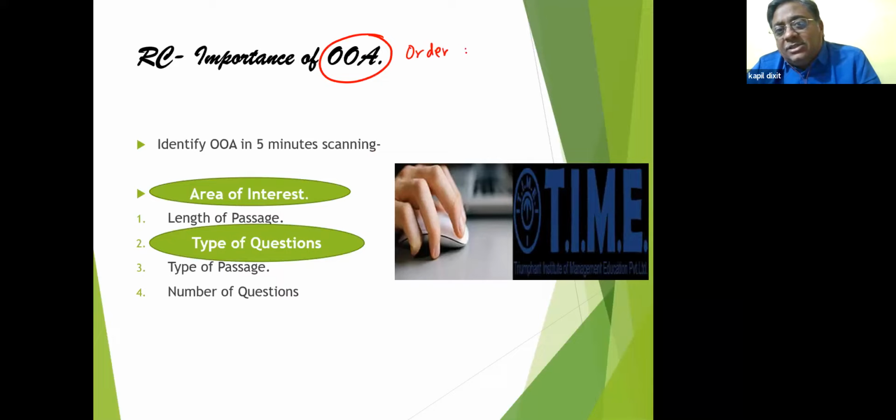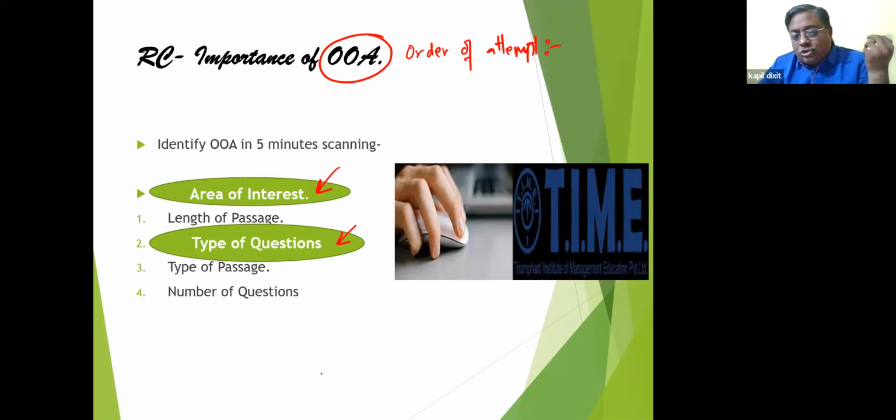Order of attempt means that in this particular passage, my area of interest exists or not. What are the variety of questions or type of questions that exist? So I should look at these 2 things or more things. You can look at more things also. But eventually when you reach the peak of your preparation, you will find that area of interest and type of questions are the only 2 components that you will look at, whether you have to attempt this passage or not.